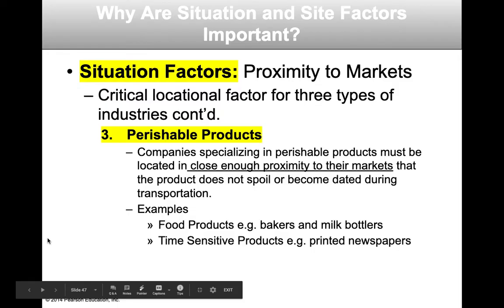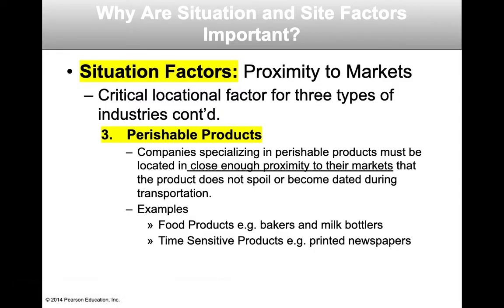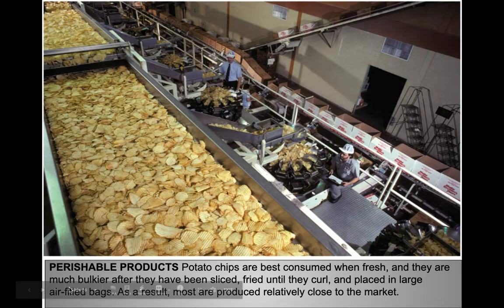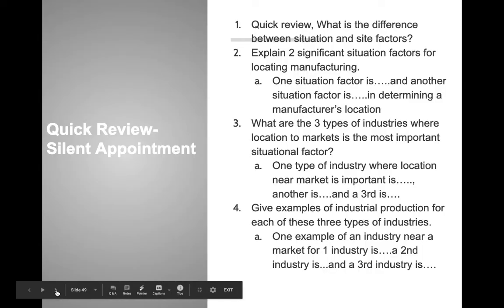Other situational factors are perishable products. These have expiration dates, so they have to be in your market. So printed newspapers, perishable baked goods, or milk. Again, milk with the milk shed. Here's potato chips. All right, take a moment to review what's been discussed.